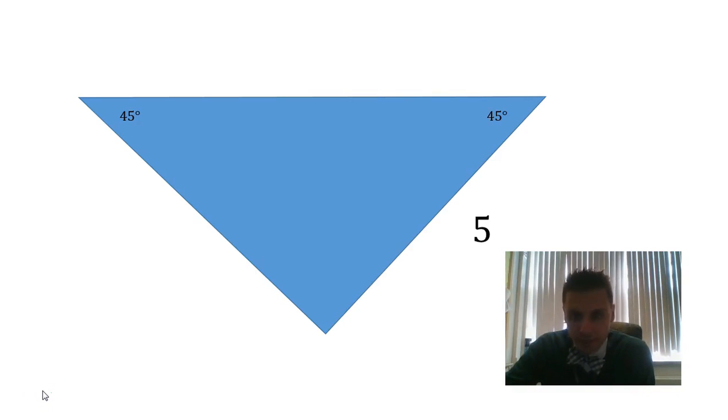All right, folks, we're going to wrap this up here. 45, 45, 90 triangles. Here are some examples on how to find missing side lengths of 45, 45, 90 triangles when you're given just one side length.